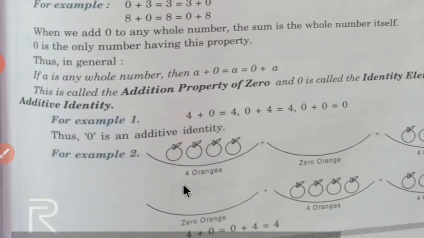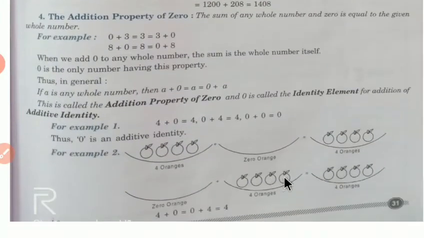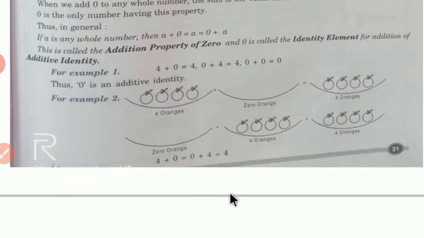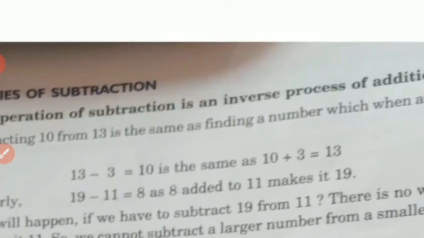Or you can see that 4 oranges plus 0 oranges is equal to 4 oranges. Or you add 0 oranges to 4 oranges, then also the answer is 4 oranges only. So 4 plus 0 is equal to 0 plus 4, which is again equal to 4. So this property is known as the addition property of 0, where 0 is the additive identity element. Now we'll see properties of subtraction.